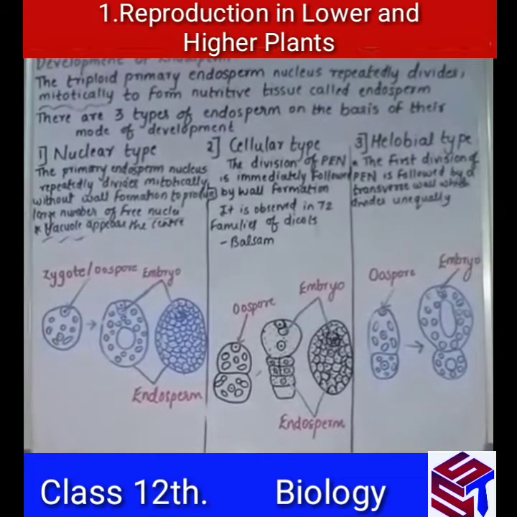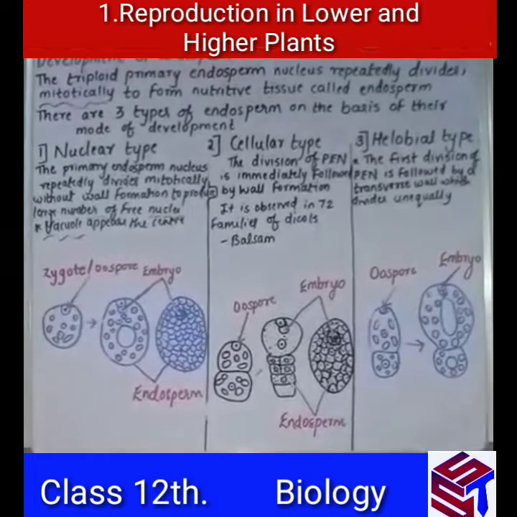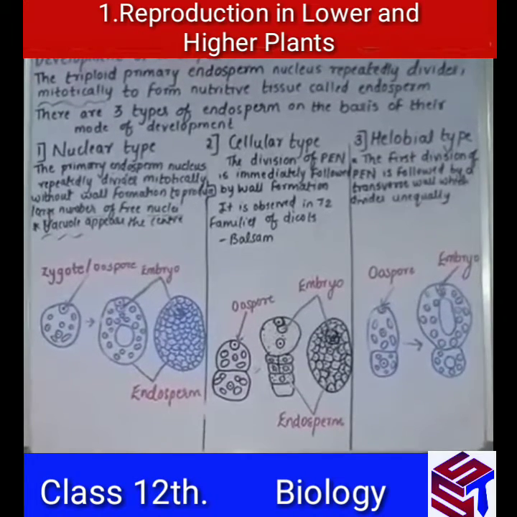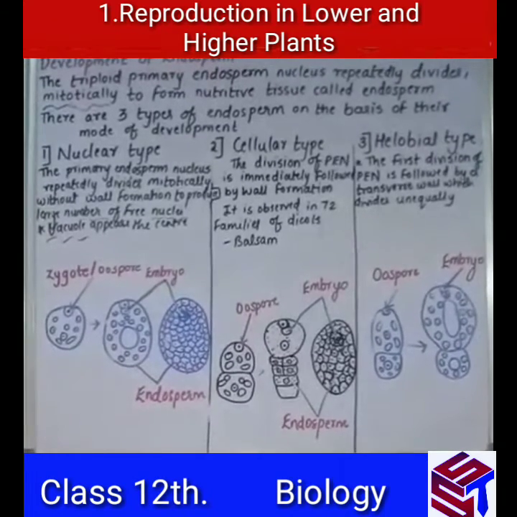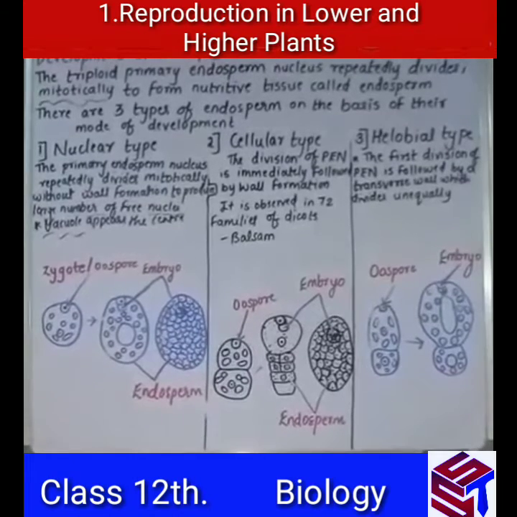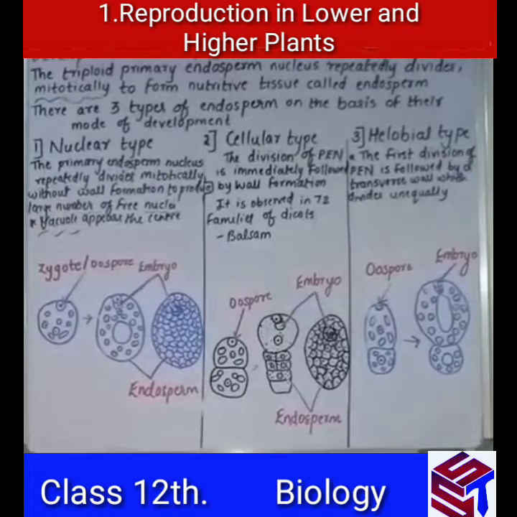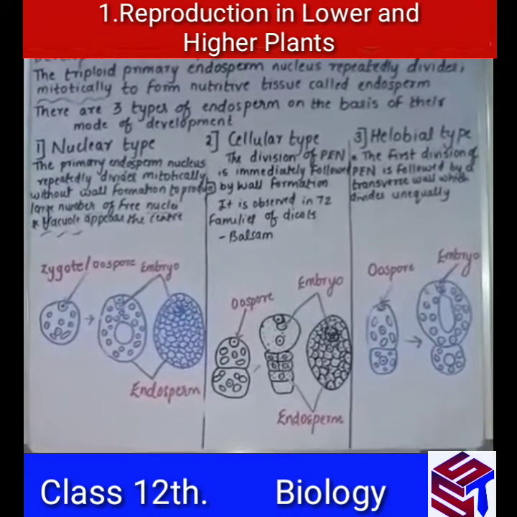But when we are talking about the cellular type, what happens over there? The division of the primary endosperm nucleus takes place very rapidly, and karyokinesis takes place certainly, but it is followed by cytokinesis also. There is a formation of cellular structure with cytoplasm inside that. It is observed in 72 families of dicots, which means very few families show it.